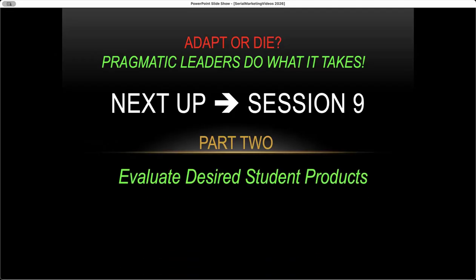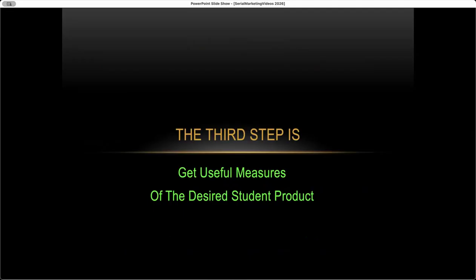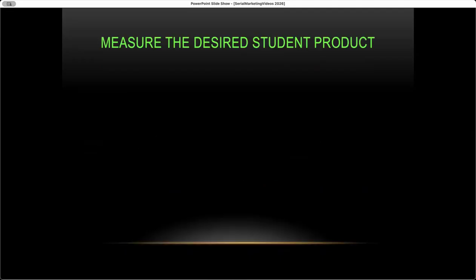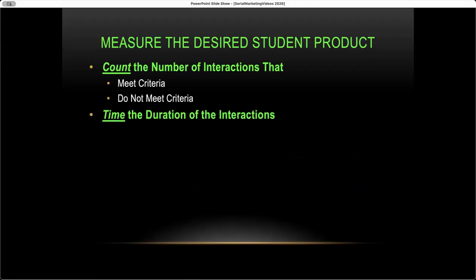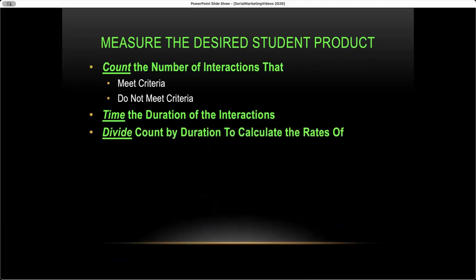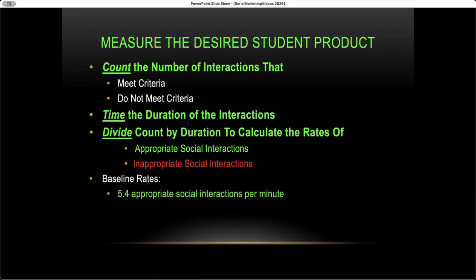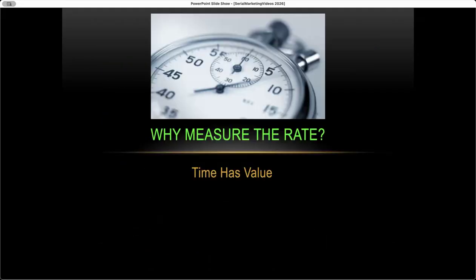Evaluate desired student products. The third step is to get useful measures of the desired student product. Count the number of interactions that meet criteria, do not meet criteria, time the duration of the interactions, divide count by duration to calculate the rates of appropriate social interactions, inappropriate social interactions. The baseline rates were 5.4 appropriate social interactions per minute, 1.8 inappropriate social interactions per minute.